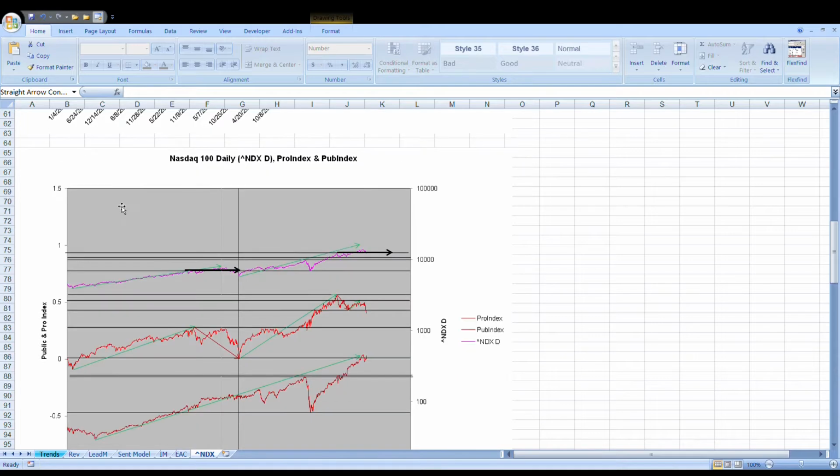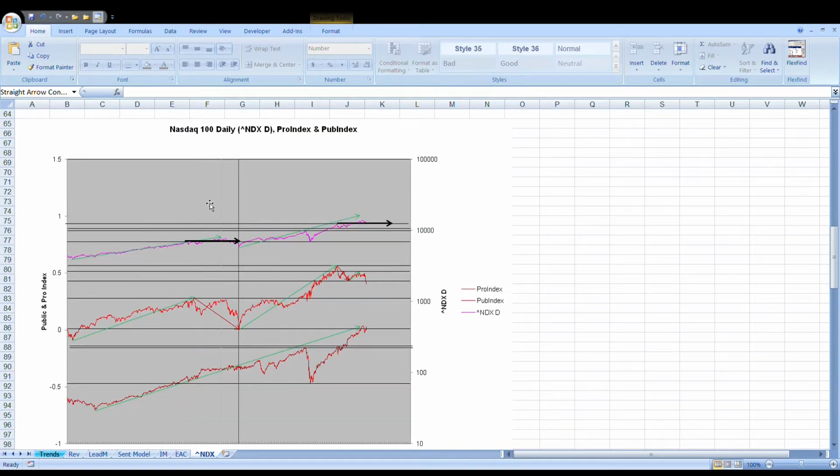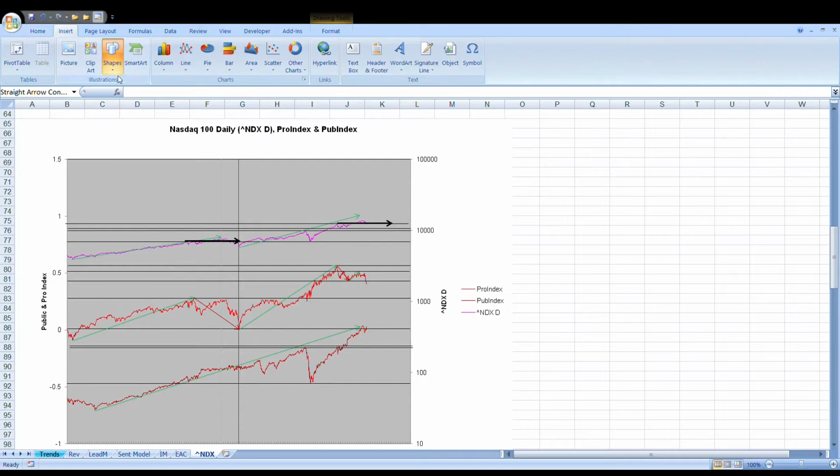Now the daily pro and public index for the NASDAQ 100 provides us a different perspective. Price is here, pro index is here, and public index is here. And we can see the public has been consistent buyers driving things up. They tend to be wrong at inflection points. And what I'm concerned about, and what everyone should be concerned about, and I'm going to create a little arrow here, is the high from here to here, this move.